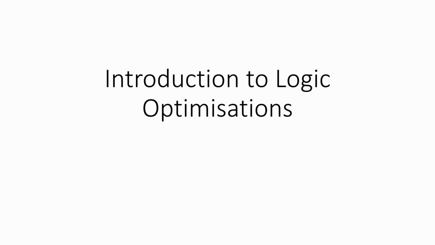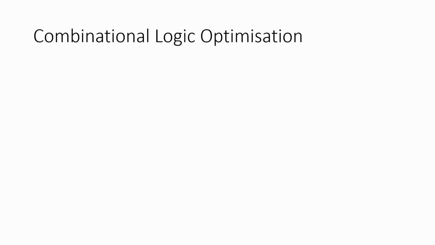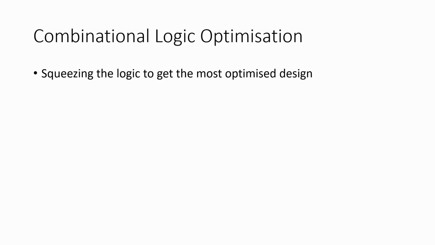This module is about logic optimizations. Let's get started with the logic optimization. So in digital logic, we know there are two types of logic, namely combinational logic and sequential logic. Here we are seeing about combinational logic optimization. So first of all, the question arises, why combinational logic optimization? It's mainly to squeeze the logic to get the most optimized design. The most optimized design will be efficient in terms of area and power.